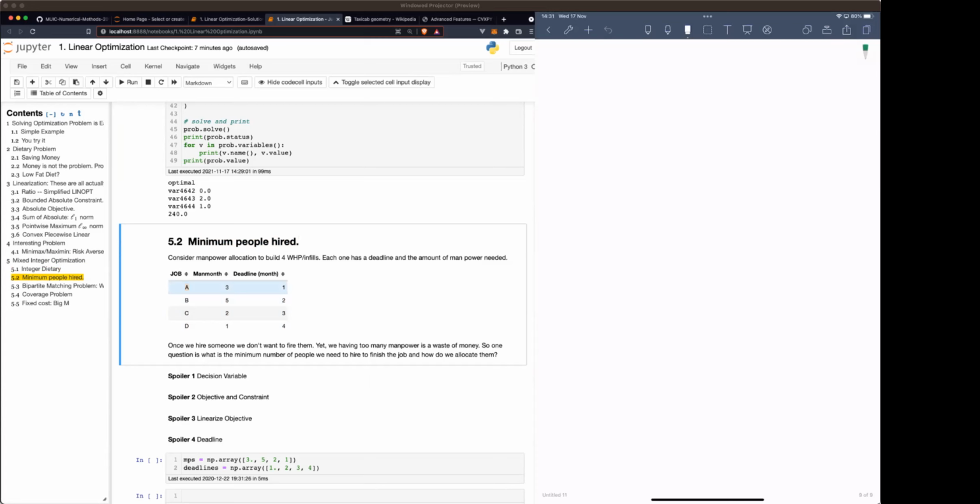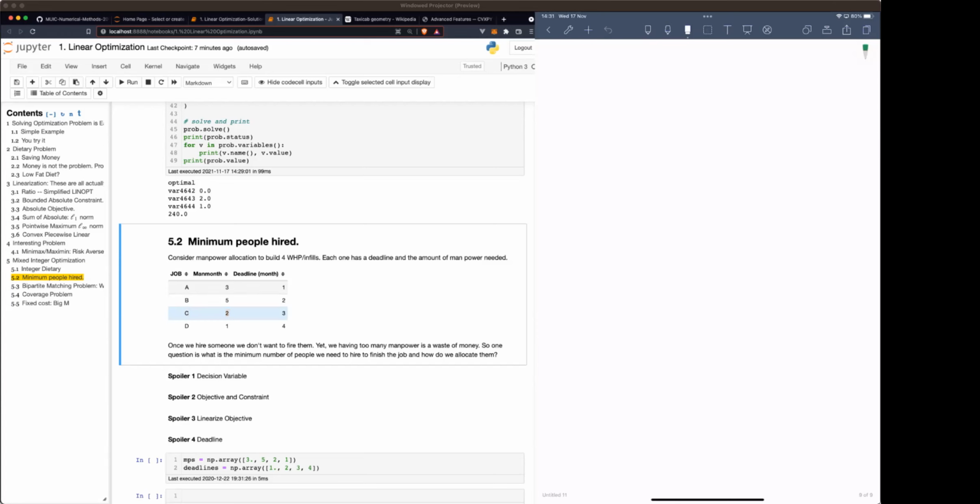Okay. Let's say you have 4 jobs to do, A, B, C, and D. This could be some software project. For example, you need to do project A, which requires 3 man-months, or project B, which requires 5 people to work on it straight for 2 months. And project C requires 2 man-months.